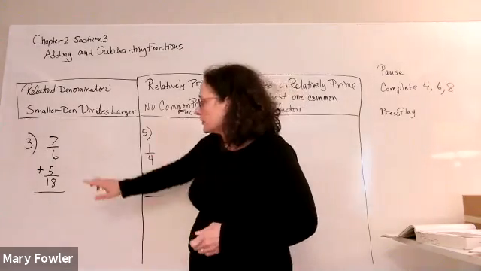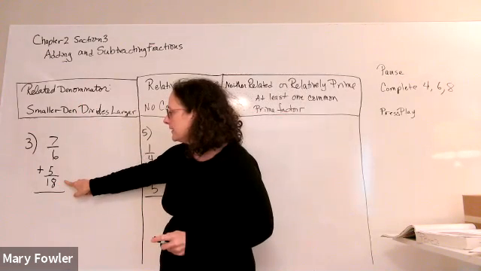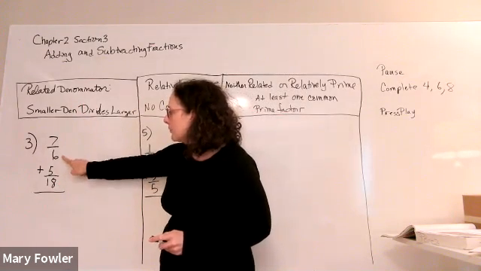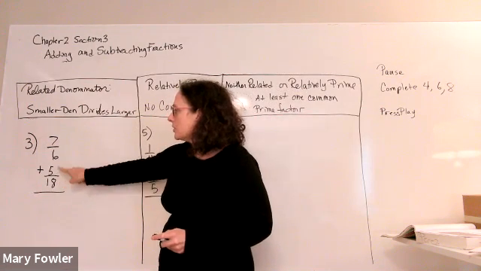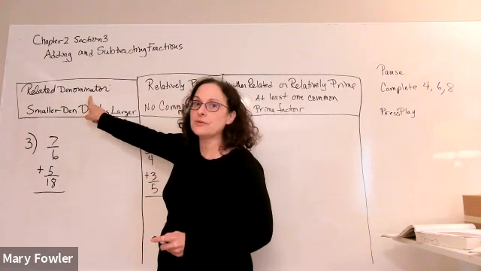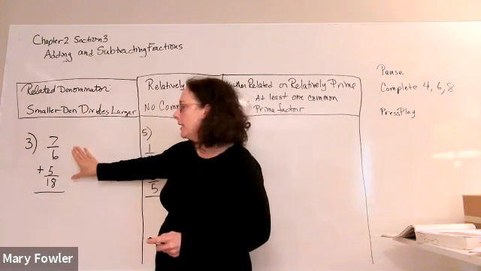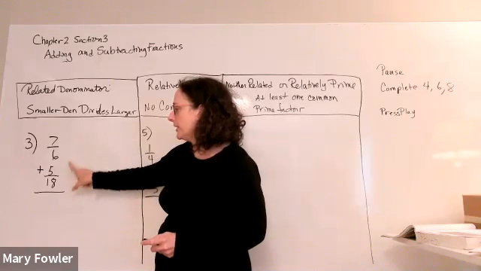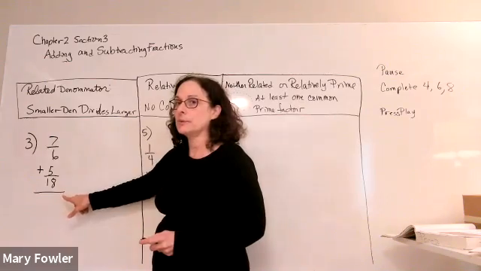All right, in the first problem, I look at the 6 and the 18, and I notice that the smaller number divides evenly into the larger number. If that's the situation, then I'm going to call them related denominators. And we'll come back and do this problem, but it will turn out that the common denominator is the larger. Okay, and we'll come back and break that down a little bit more.